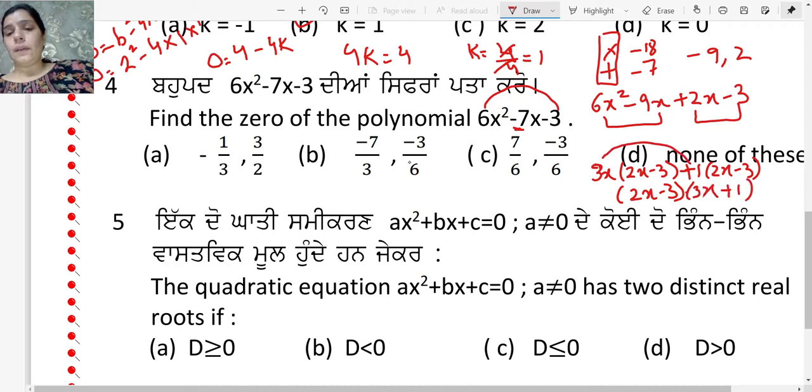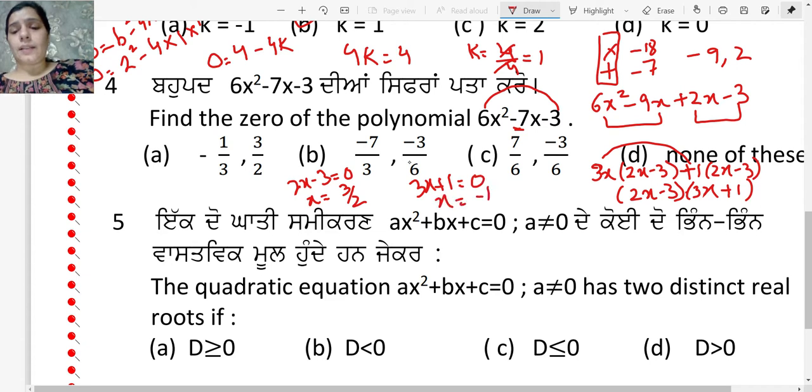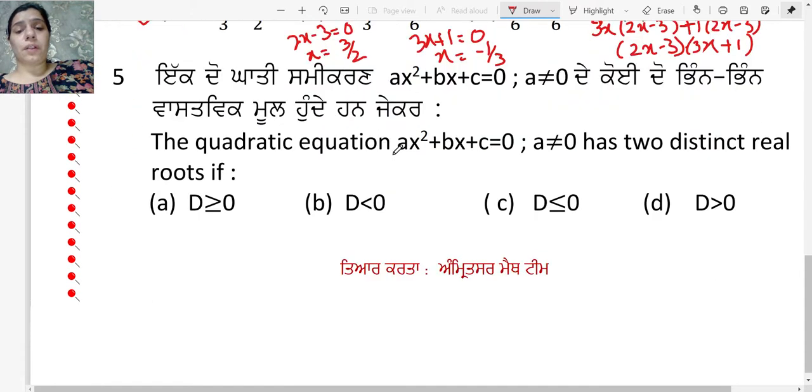So when I will equate it to 0, either 2x minus 3 is equal to 0. So I get x is equal to 3 upon 2, or 3x plus 1 is equal to 0. So I get x is equal to minus 1 upon 3. So you can see that your correct answer is option A, that is minus 1 upon 3 or 3 upon 2, the two zeros of the given polynomial.